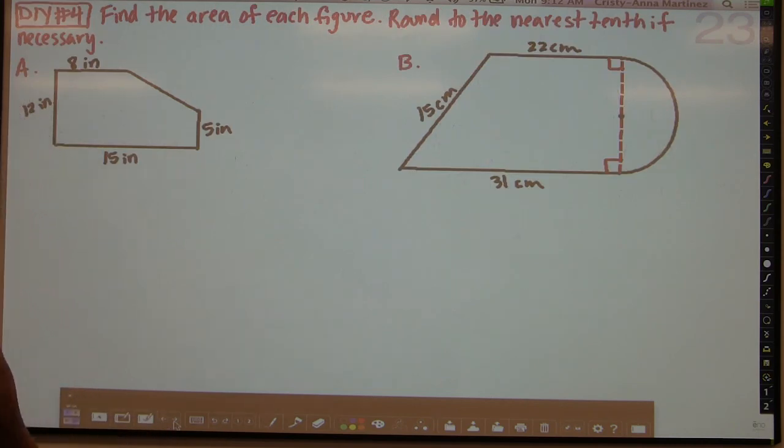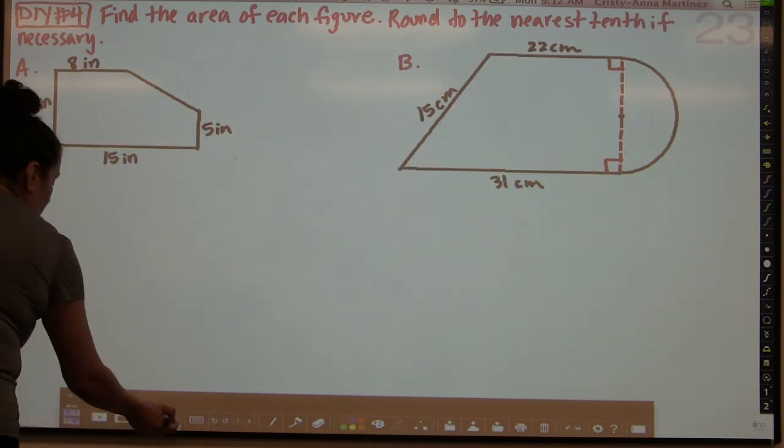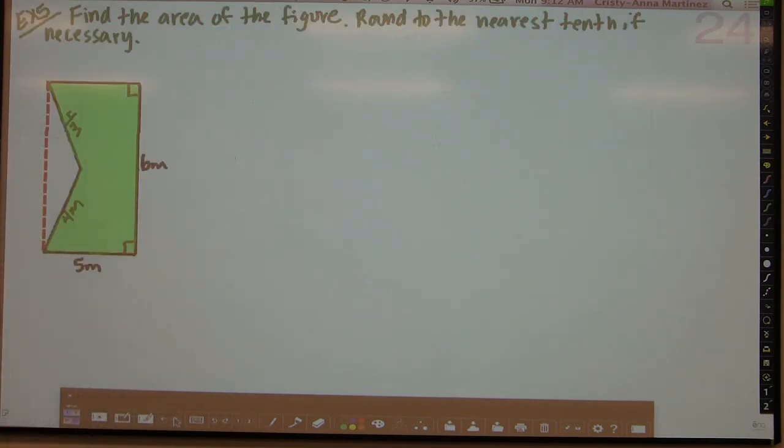Now you're going to try this little guy. And then we're going to go a little bit backwards in our last example here. Same thing, it's a composite figure. But this time, we want to take away from the figure. Instead of adding the parts together, we want to use subtraction to find the area here.